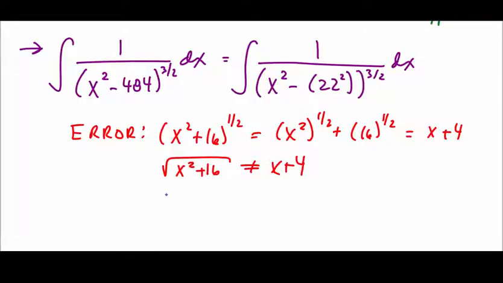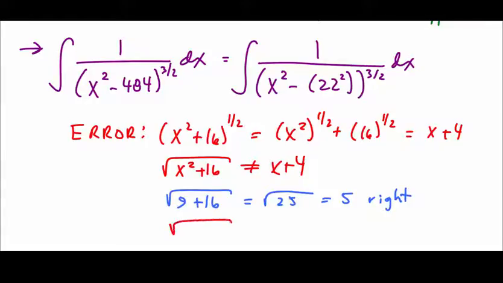Now let's figure out why that is by plugging some numbers in. So if we had the square root of 9 plus 16, that's the square root of 25, which we know is 5. So this is right. Now the wrong way to look at this is to take the square root of 9 plus 16 and say, oh, that's root 9 plus root 16. The square root of 9 is 3, square root of 16 is 4, and this is equal to 7.